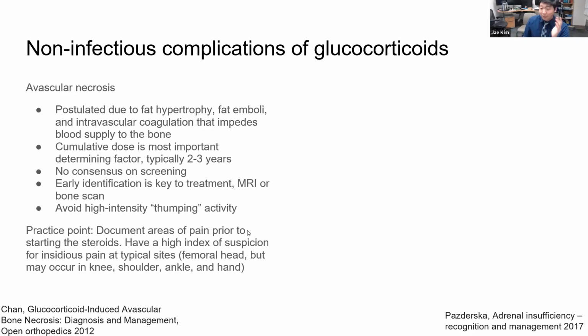So my practice point would be document areas of high pain or pain prior to starting the steroids and have a high index of suspicion for insidious onset of pain at typical sites, including the femoral head. It can also occur in the knee, shoulder, ankle, and hand.